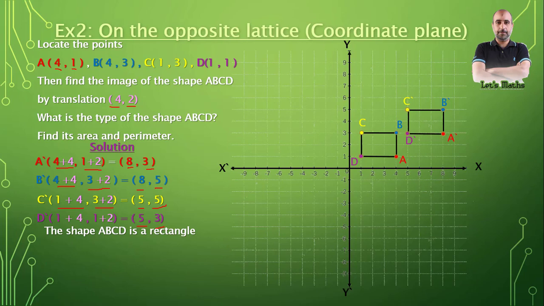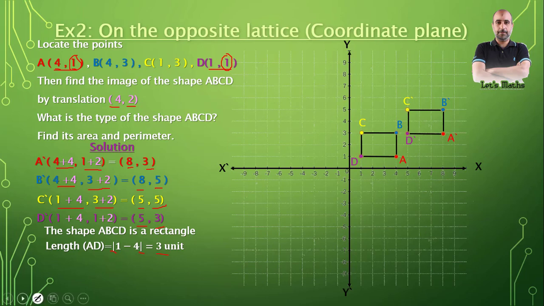Now find its area and its perimeter. To find the area and the perimeter, we have to get the length and the width first. To get the length, AD, the start is A and the end is D, D minus A. D is (1, 1), A is (4, 1), the y values are the same. Then we will find the difference between 4 and 1. Don't forget the absolute value, 1 minus 4 equals 3 units.